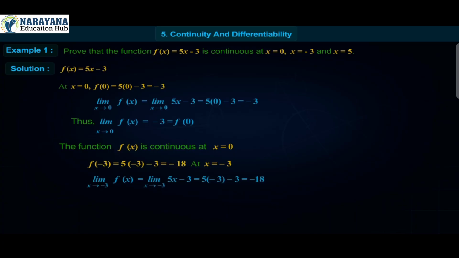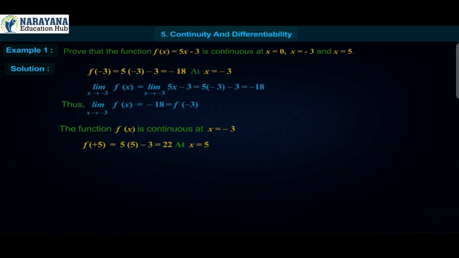Limit x tends to minus 3, f of x is equal to limit x tends to minus 3, 5x minus 3, which is equal to 5 into minus 3 minus 3, which is equal to minus 18. Thus, limit x tends to minus 3, f of x is equal to minus 18, which is equal to f of minus 3. The function f of x is continuous at x is equal to minus 3.